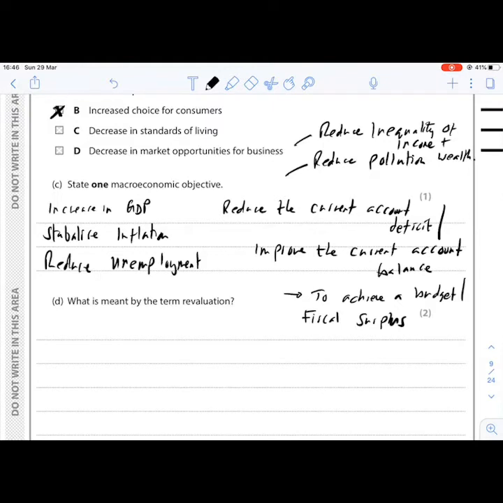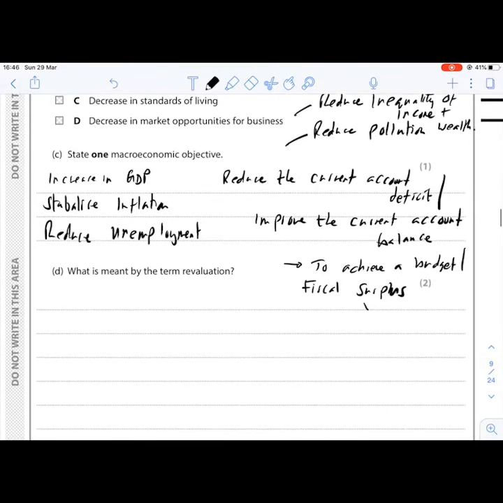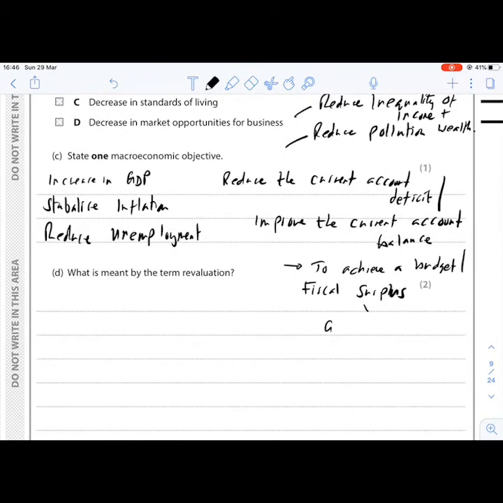And this simply means in order to achieve a fiscal surplus, you need taxation to be greater than government spending. If it's the other way around, if tax is less than government spending, then this would result in a fiscal or a budget deficit.